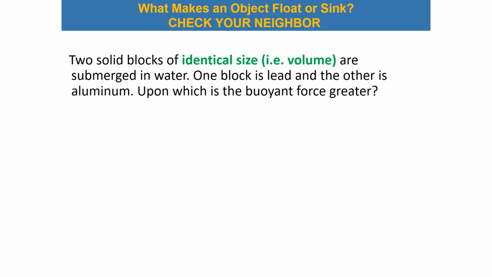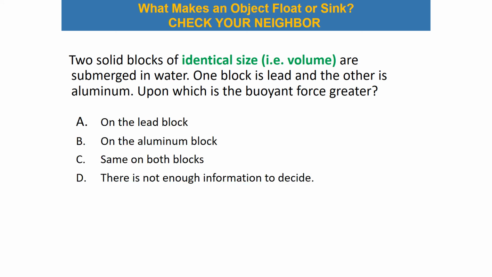Now, if we have 2 solid blocks of identical size, which means they have the same volume, both submerged in water. One block is lead and the other block is aluminum. Upon which is the buoyant force greater? As we explained before, because both have the same volume, the buoyant force on both will be the same. So the answer is C, same on both.